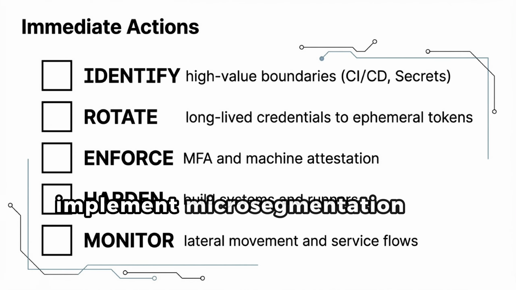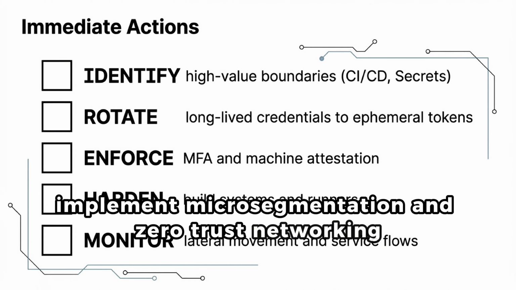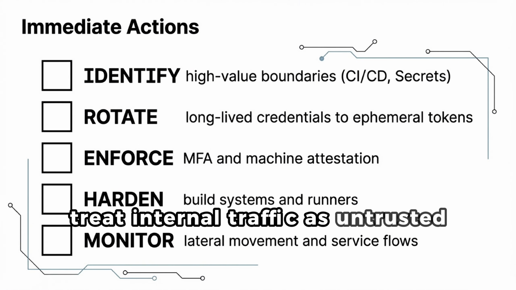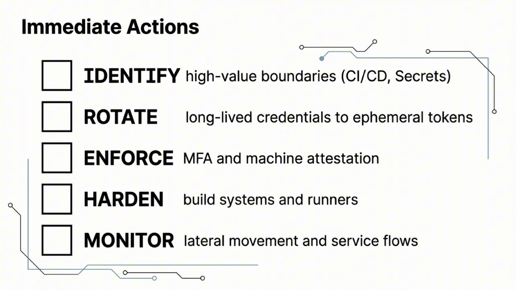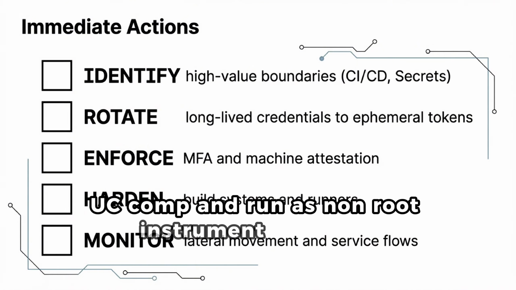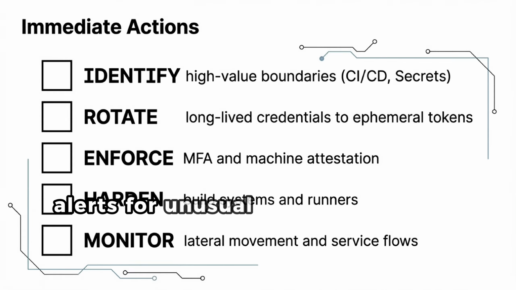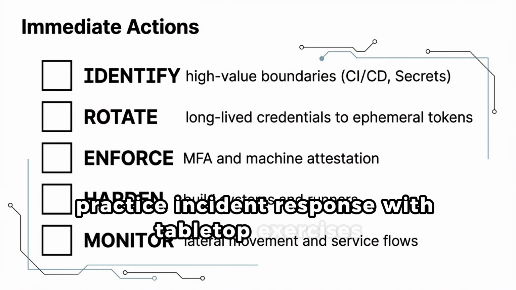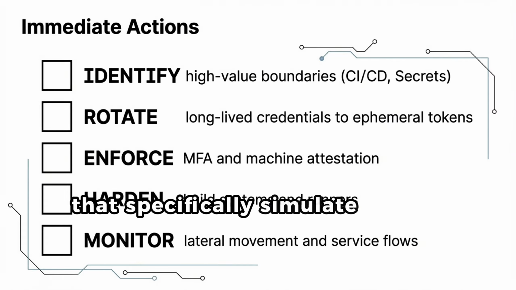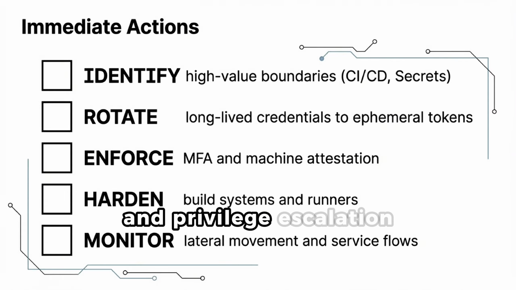Implement micro-segmentation and zero-trust networking. Treat internal traffic as untrusted until proven otherwise. Apply runtime hardening, drop container capabilities, use seccomp, and run as non-root. Instrument crossings: logs, correlation IDs, alerts for unusual service-to-service calls. Practice incident response with tabletop exercises that specifically simulate lateral movement and privilege escalation.